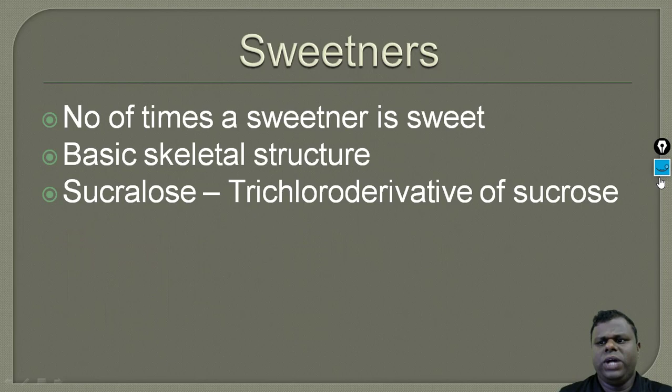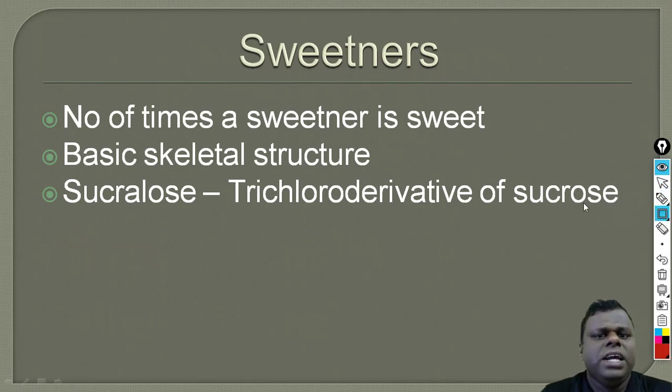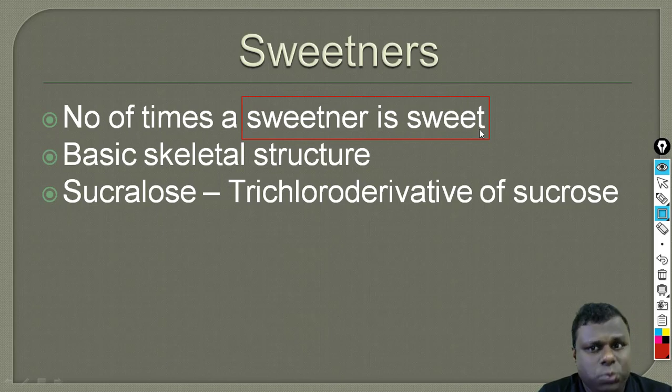Now you have the section on sweeteners. In the case of sweeteners, there are about 3 to 4 types. First one, saccharin, then you have aspartame, alitame, and then sucralose. How many times a sweetener is sweeter as compared to sugar is most important. Alitame is basically a high potency sweetener having a sweetness index of 2000. And then sucralose is basically a trichloro derivative of sugar. Their basic skeletal structure, if you can remember, is well and good.